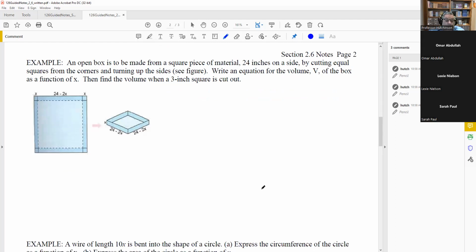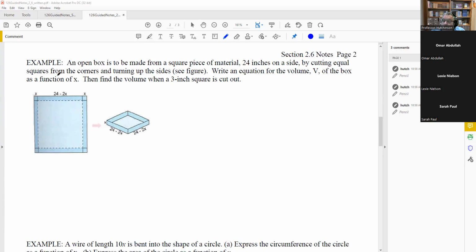All right, so we got an open box that is to be made from a square piece of material that we have listed there. And there's a question in the homework that's similar to this. For this one, an open box is made from a square piece of material, 24 inches on a side.